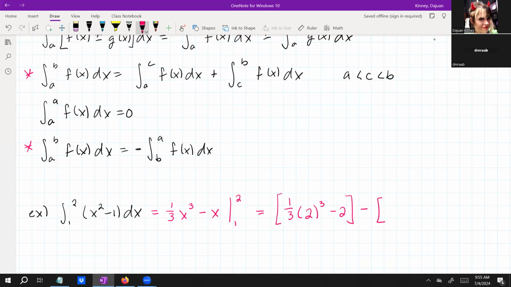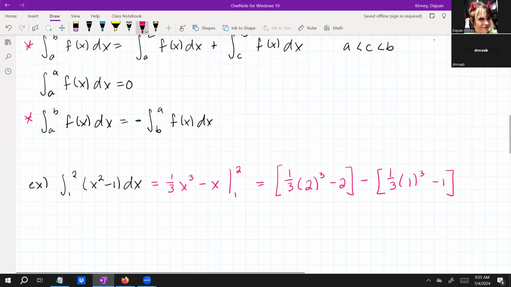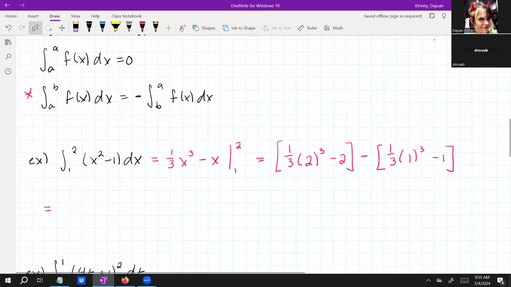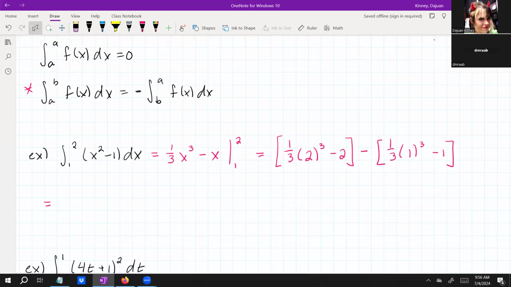Minus, plug in 1. Cool. And this gives me, did I leave myself lots of space? No, I left myself some space. 1/3 times 8. Let's just use it as 8/3. Minus 2 minus 1/3 plus 1.